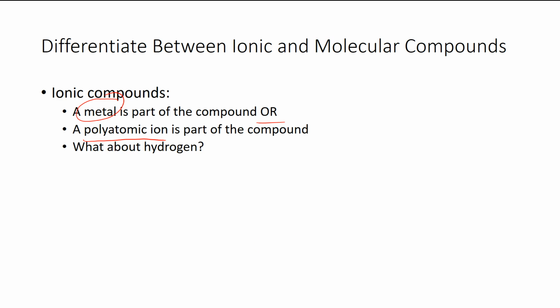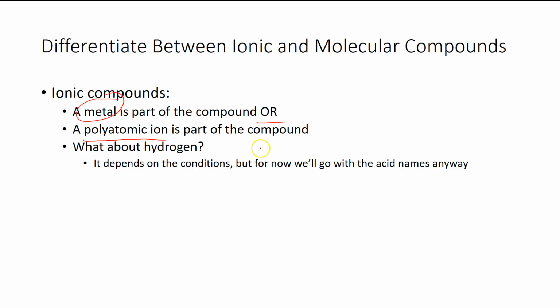What about hydrogen? Hydrogen is different. For now, we're just going to stick with the acid names. We will learn a little bit more about hydrogen's electronegativity and why sometimes it's molecular, sometimes it's ionic, because it just depends on the conditions and what it's bonding with. We're not going to worry. I'm not going to add that extra layer at this point. So we're going to treat the hydrogens with their acid names for now.